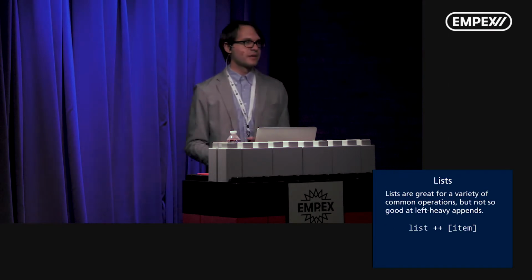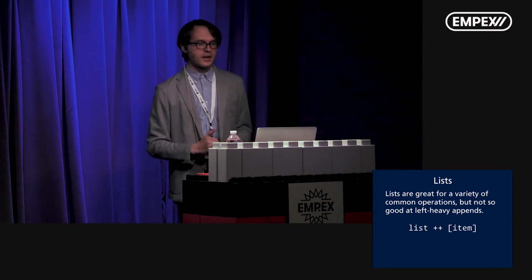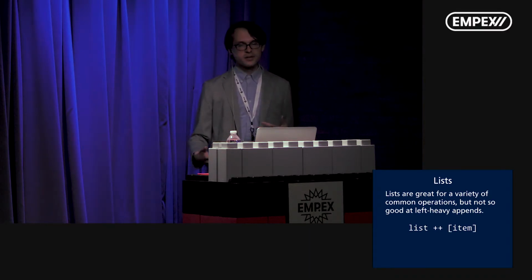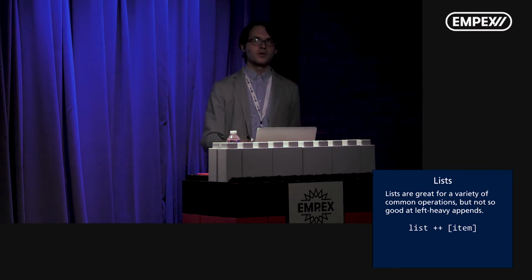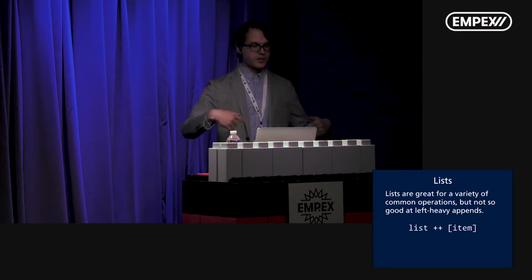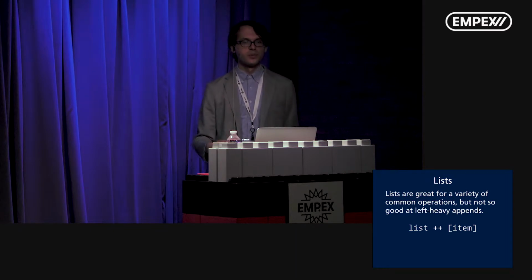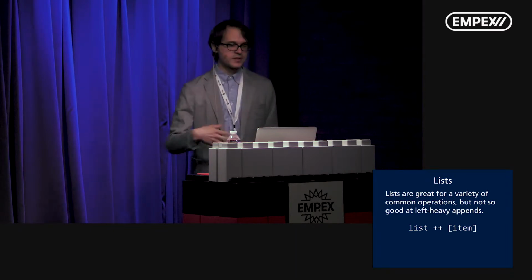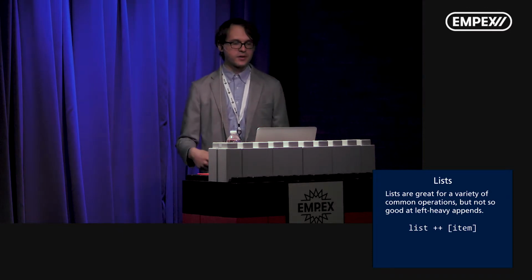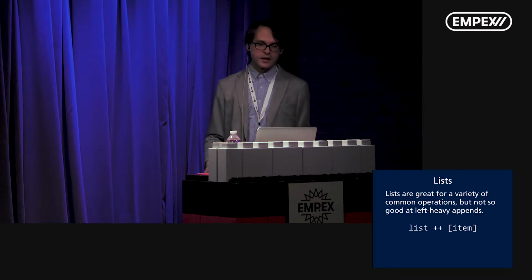So first, lists. In Erlang and Elixir, we love using lists. We use lists all the time. But if you read the documentation in Elixir for the plus plus operator, it will tell you that if you're trying to append a lot of things where the result of the appends is on the left side, it's not very performant because you're using up a lot of memory to hold that result. If you just keep appending on the left side, it'll be very slow and it'll take up a lot of memory.